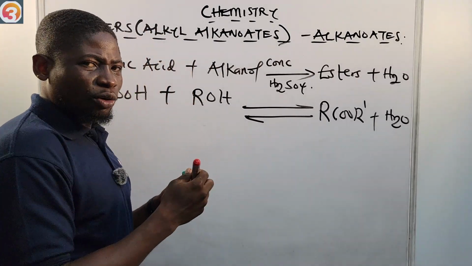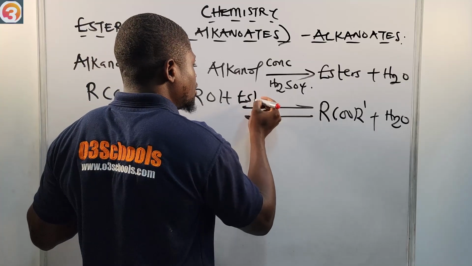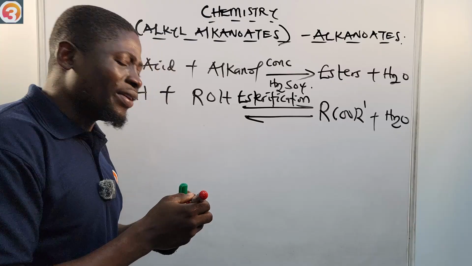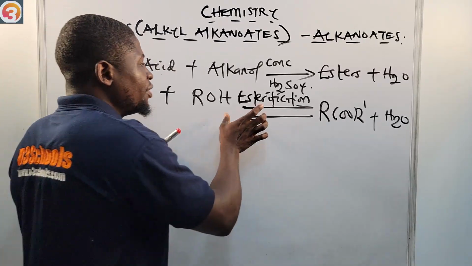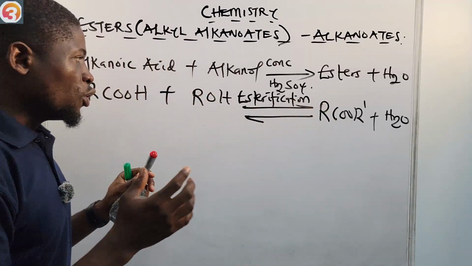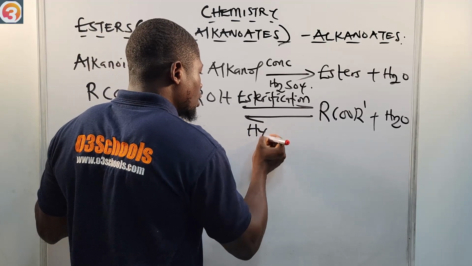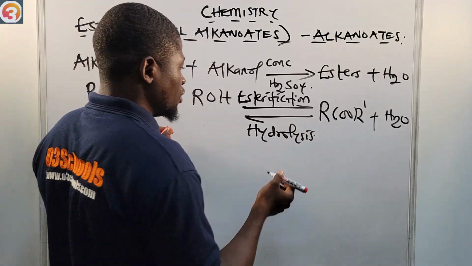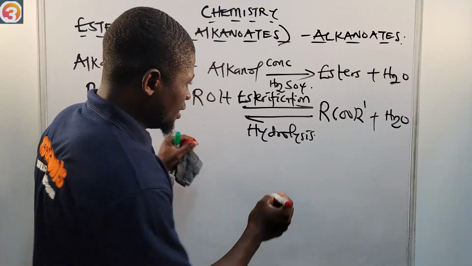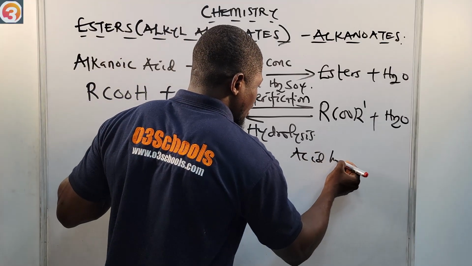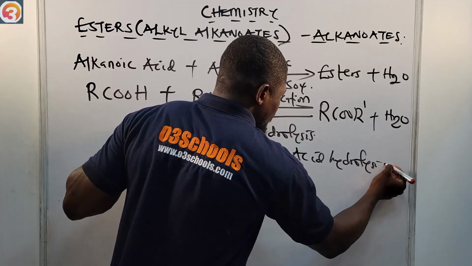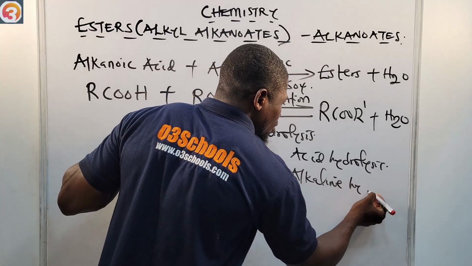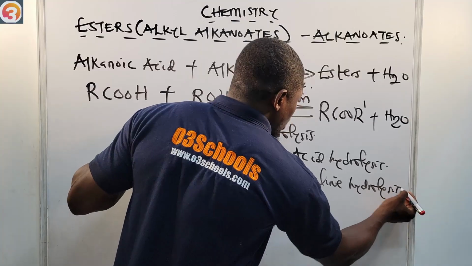Now, we have stated that this is a reversible reaction. So the forward reaction is what we call esterification. You must have heard of esterification several times. The forward reaction is called esterification, while the backward reaction is called hydrolysis. We have two types of hydrolysis: acid hydrolysis and alkaline hydrolysis.